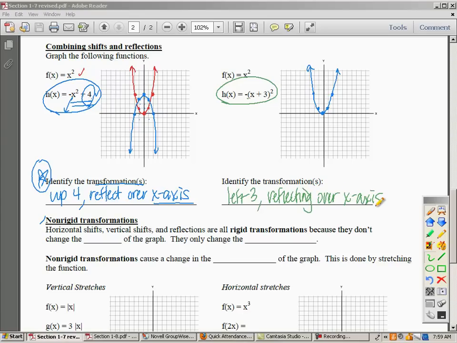Okay? So take a look again. Here's our original graph. And I'm going to start with the left 3 because it's in the parentheses and then make it the opposite. So I'm going to go 1, 2, 3 to the left for 0, 0. There is no flipping there, so here's my first point. And then I'm going to move, let's do this one. 1, 2, 3, and then I'm going to flip it across the x-axis. Move this one. 1, 2, 3, and then flip it across the x-axis.